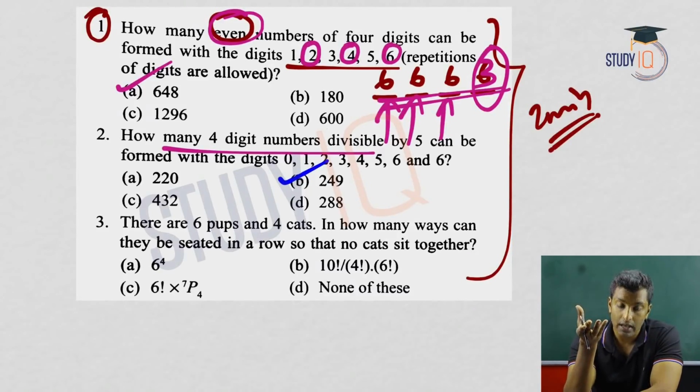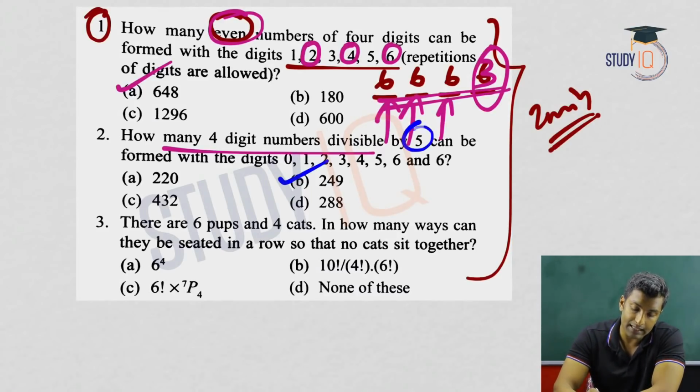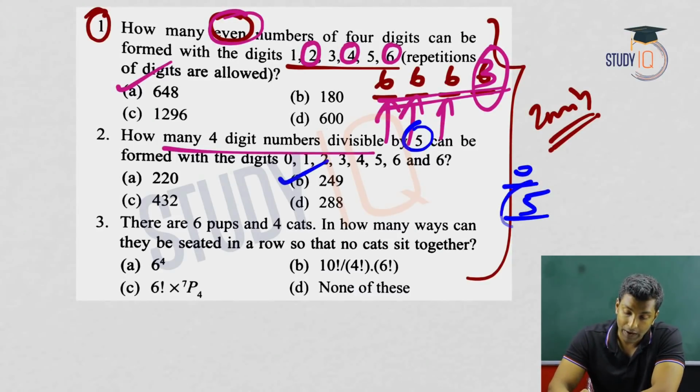So what we need to do is, when it is divisible by 5, the last digit has 2 possibilities. It can be 0, it can be 5. So if it is 5, then for the first digit you need to take care that it should not be 0.